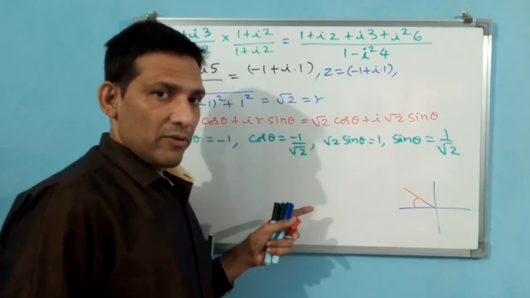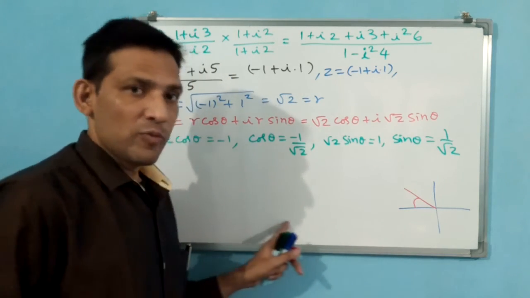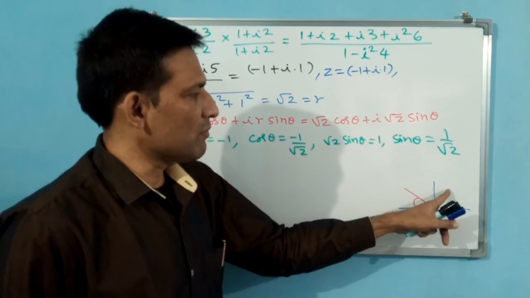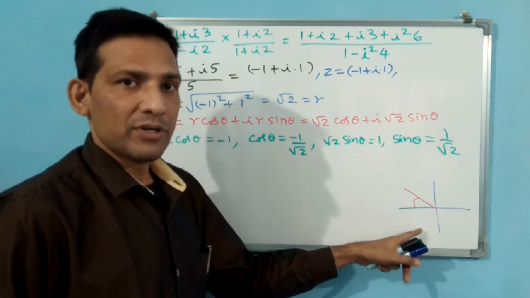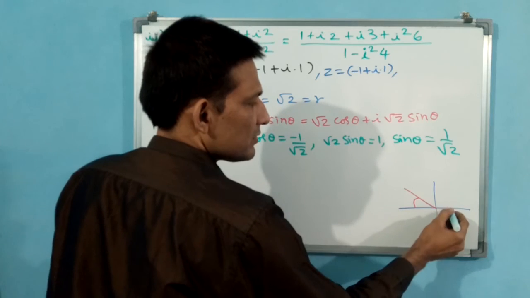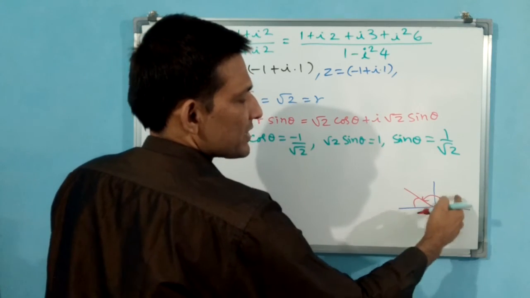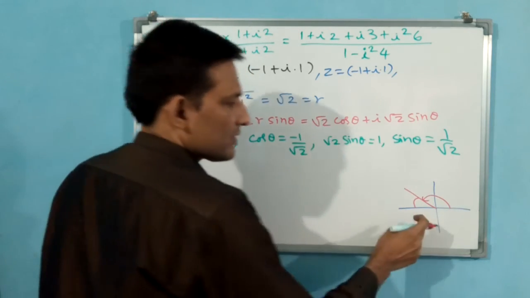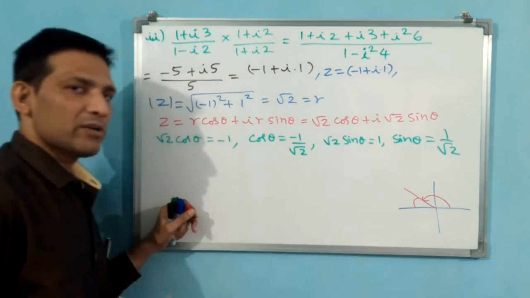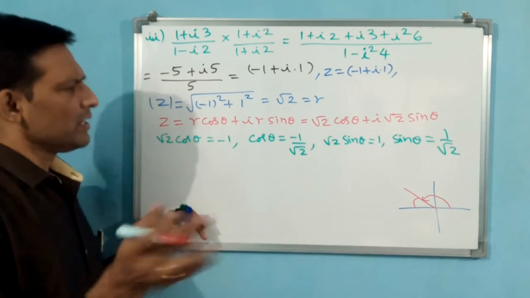See, in the last problem I have not told about principal argument. Why? Because here positive, here positive, here negative, here negative. Why have you taken positive? First and second quadrant, positive you have to take. Third and fourth quadrant, negative angle you have to take. That is why we have taken positive. Okay. Now see.